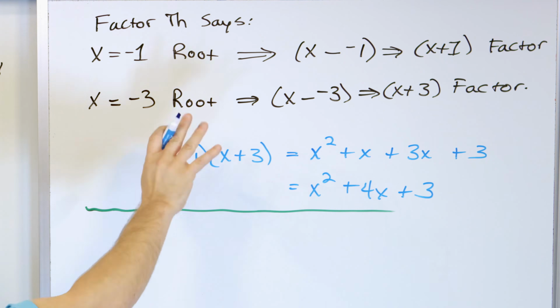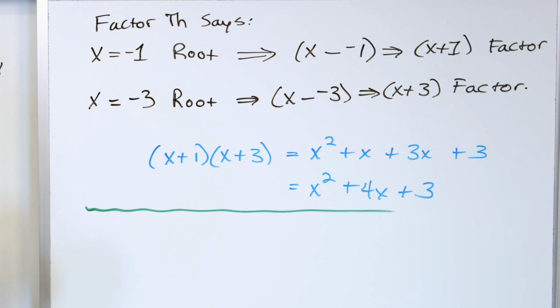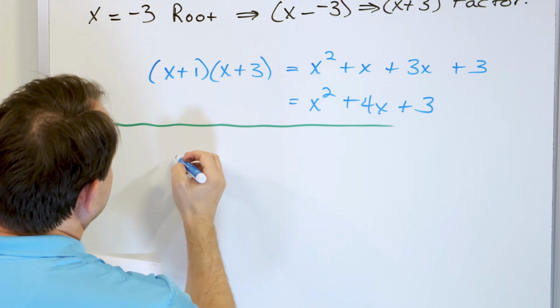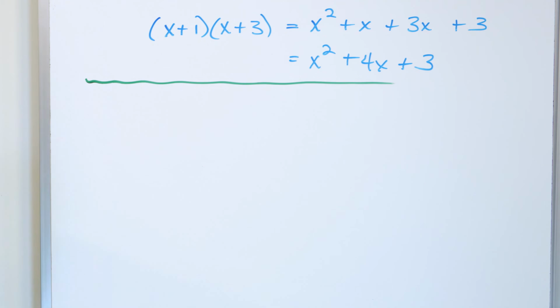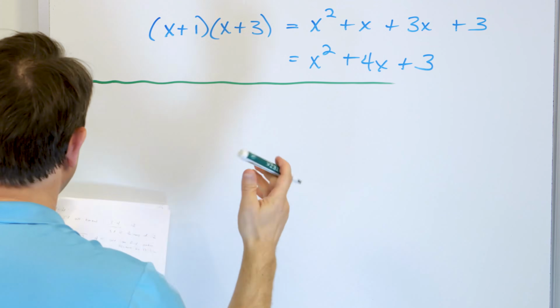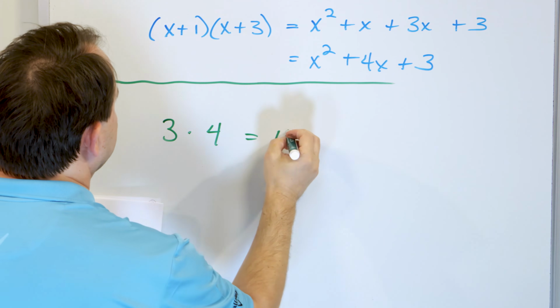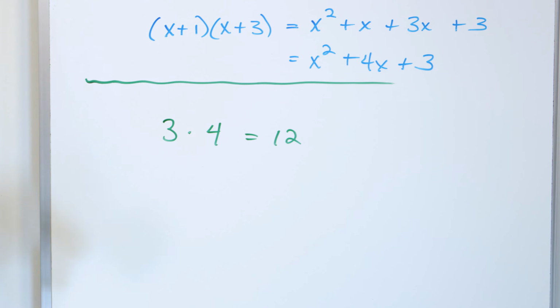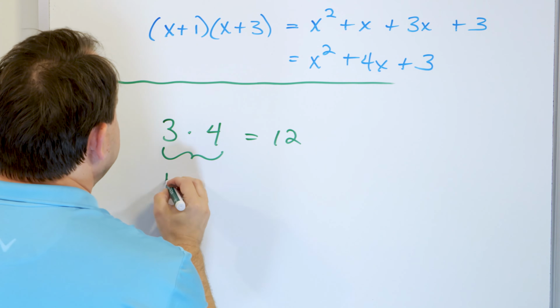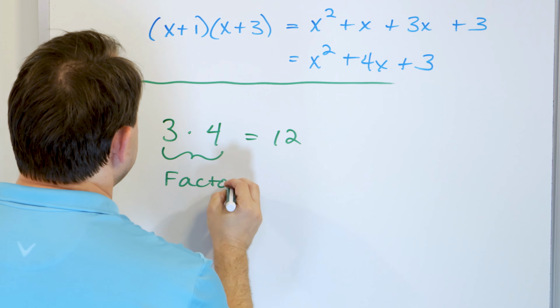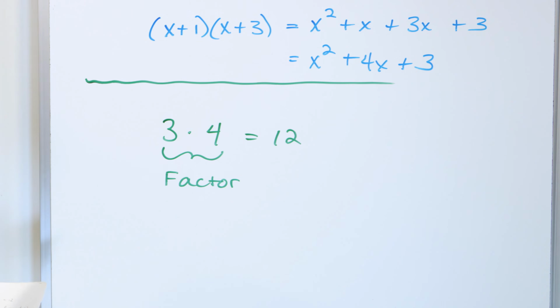So before showing you how to do it with the algebra, I want to talk about numbers for a second, because it's going to make it way easier to understand. All right, if you remember back, you should remember that 3 times 4 is equal to 12, right? That's obvious, right? What 3 and 4 are, these are called factors. Factors are numbers that multiply together to give me what we care about.